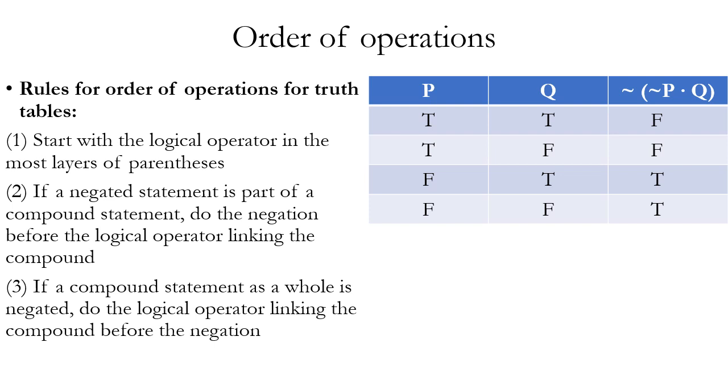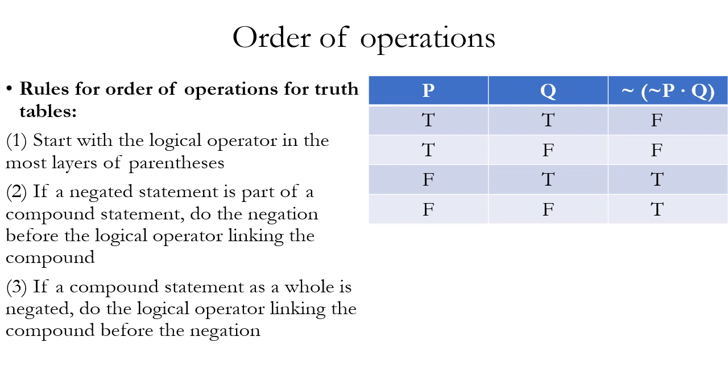So the tilde always reverses the truth value of the proposition that it negates. In this case, it's tilde p, so the tilde is negating p. Wherever p is true, tilde p is going to be false. Wherever p is false, tilde p is going to be true. The first 2 rows, p is true, so tilde p is false. Rows 3 and 4, p is false, so tilde p is going to be true.